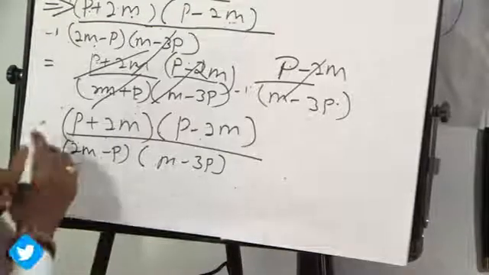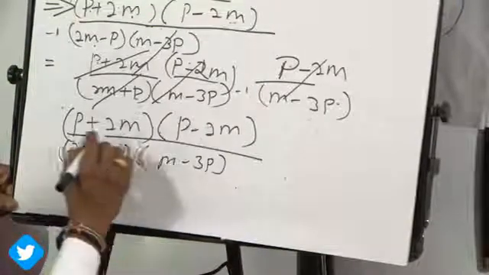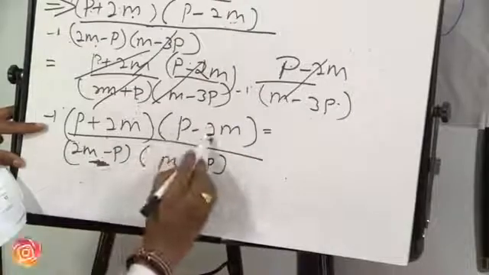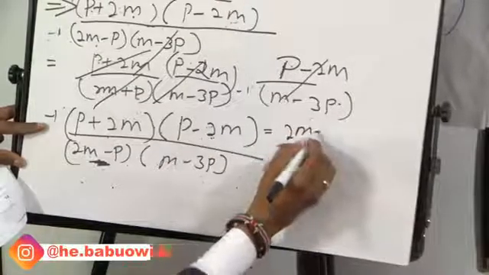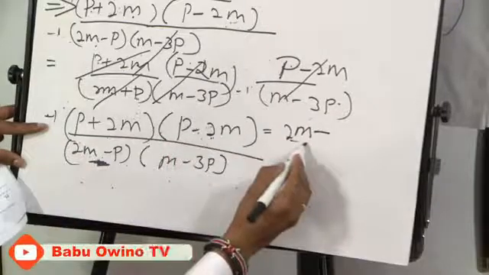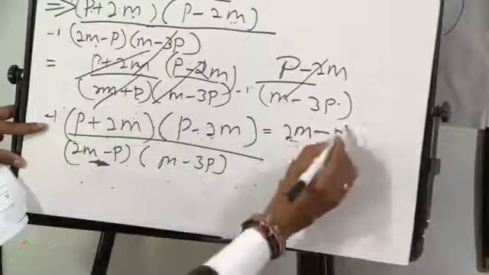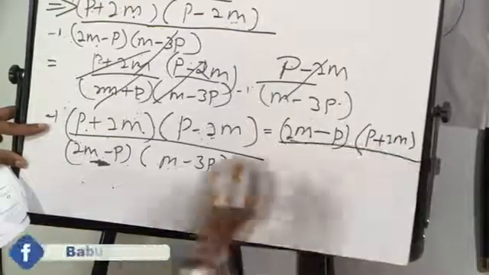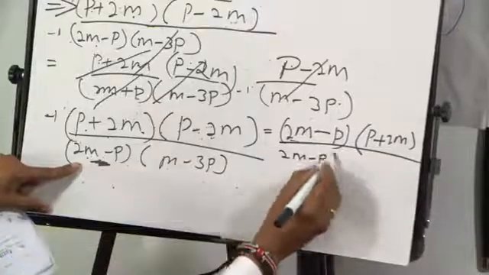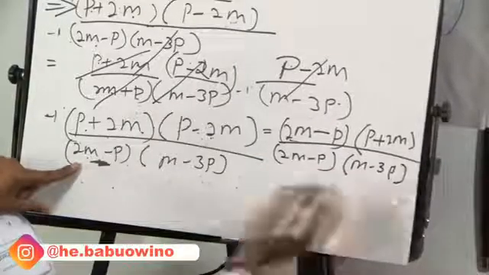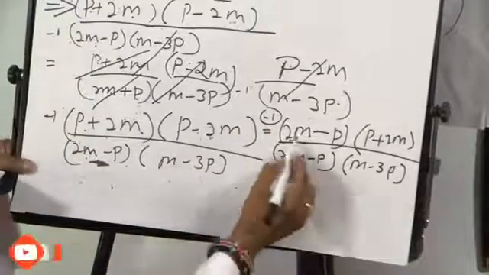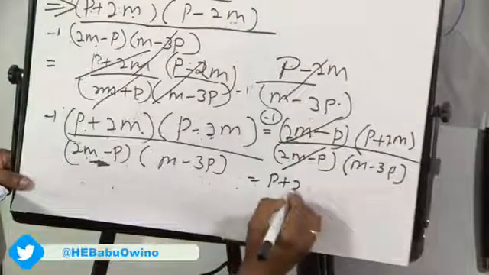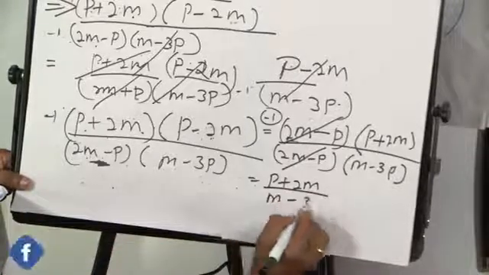So introduce the negative so that at least this becomes a factor of one of these. When you introduce a negative at the top, you multiply this by the negative, and you will get 2m minus p. Minus times minus 2m is 2m. Then minus times p is minus p. Into bracket, this value is p plus 2m divided by 2m minus p into m minus 3p. Remember, we have negative here. So 2m minus p over 2m minus p, this and this cancel. So here you remain with p plus 2m divided by m minus 3p.